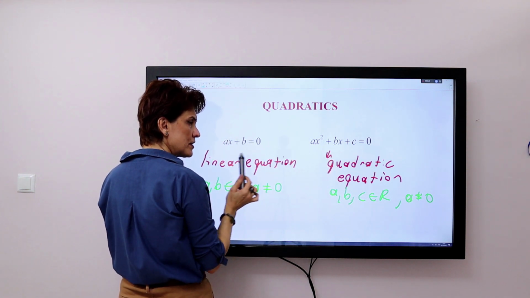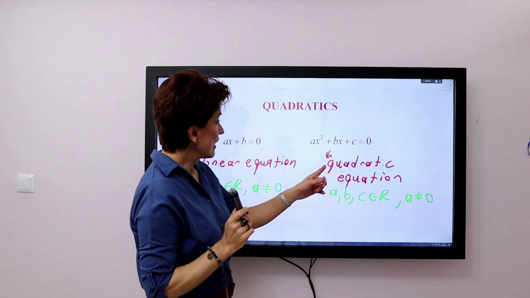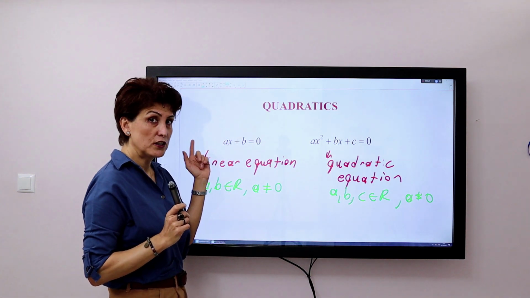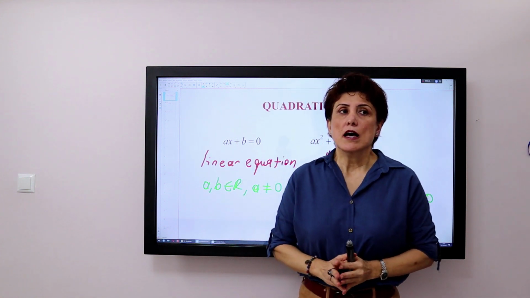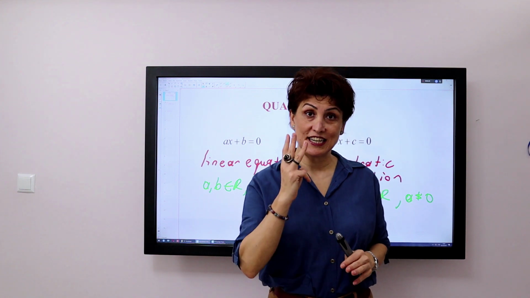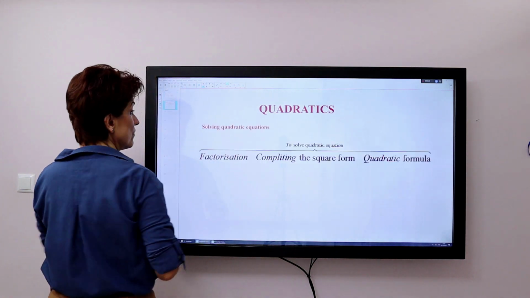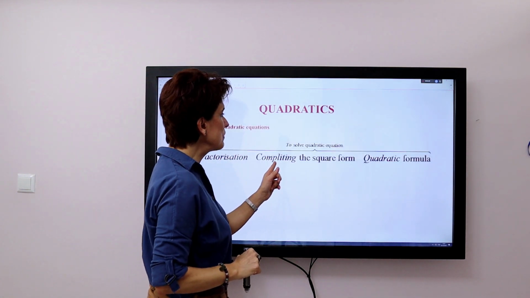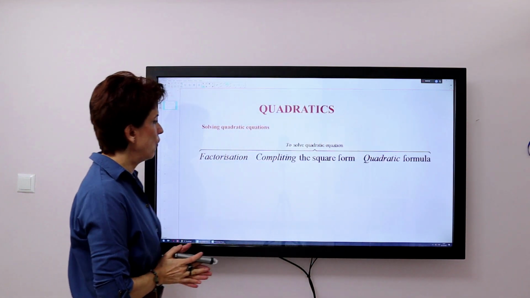And then, what is the difference between those two equations? Did you recognize? A quadratic equation includes x squared. A linear equation includes x. Okay? I hope you remembered that. To solve quadratic equations, we are going to use three different ways. One of them is factorization. We will study it in this lesson. The next one is completing the square form. The third one is the quadratic formula.